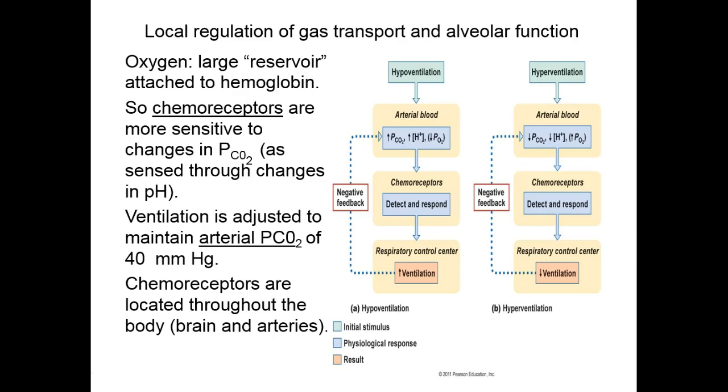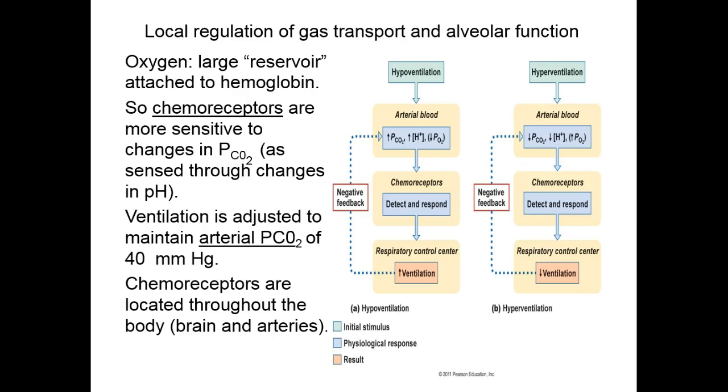If we look at the images over on the right, you have hypoventilation, that's less than 12 breaths per minute. That's going to increase your carbon dioxide, it's going to increase the hydrogen ions, and it's going to decrease your partial pressure of oxygen. Chemoreceptors are going to pick that up, respond, and send a sensory impulse to the respiratory control center of the brain, and the brain's going to say we need to increase ventilation, and that will be a negative feedback to basically bring things back to normal.